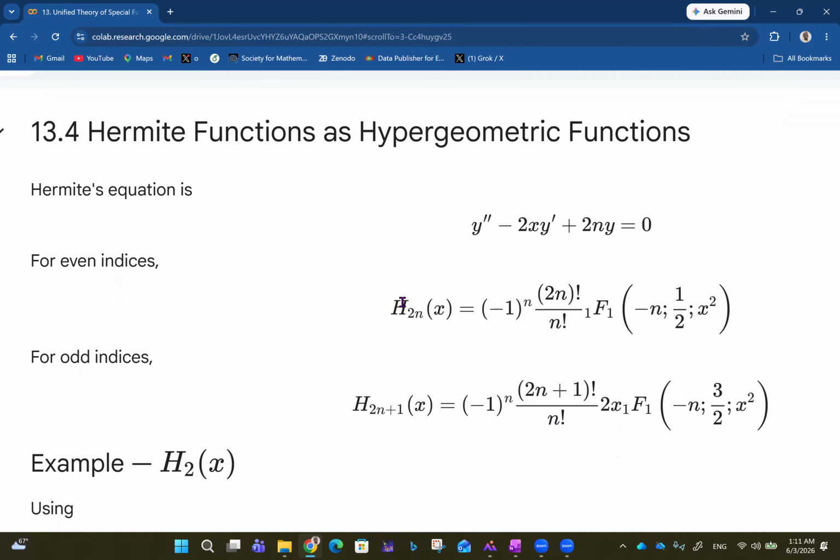So the Hermite equation is y prime prime minus 2xy prime plus 2ny equals 0. So in this case, the coefficient in front of y prime prime is now just 1. So for even indices, you have H sub 2n of x equals minus 1 raised to the power n, 2n factorial over n factorial, 1F1 of (minus n semicolon half semicolon x squared). So for even indices, that's what happens. For odd indices, you have H sub 2n plus 1 of x equals minus 1 raised to the power n, 2n plus 1 factorial over n factorial. So this is the difference here. And then in addition to that, you now have 2x times 1F1 of (minus n semicolon 3 over 2 semicolon x squared).